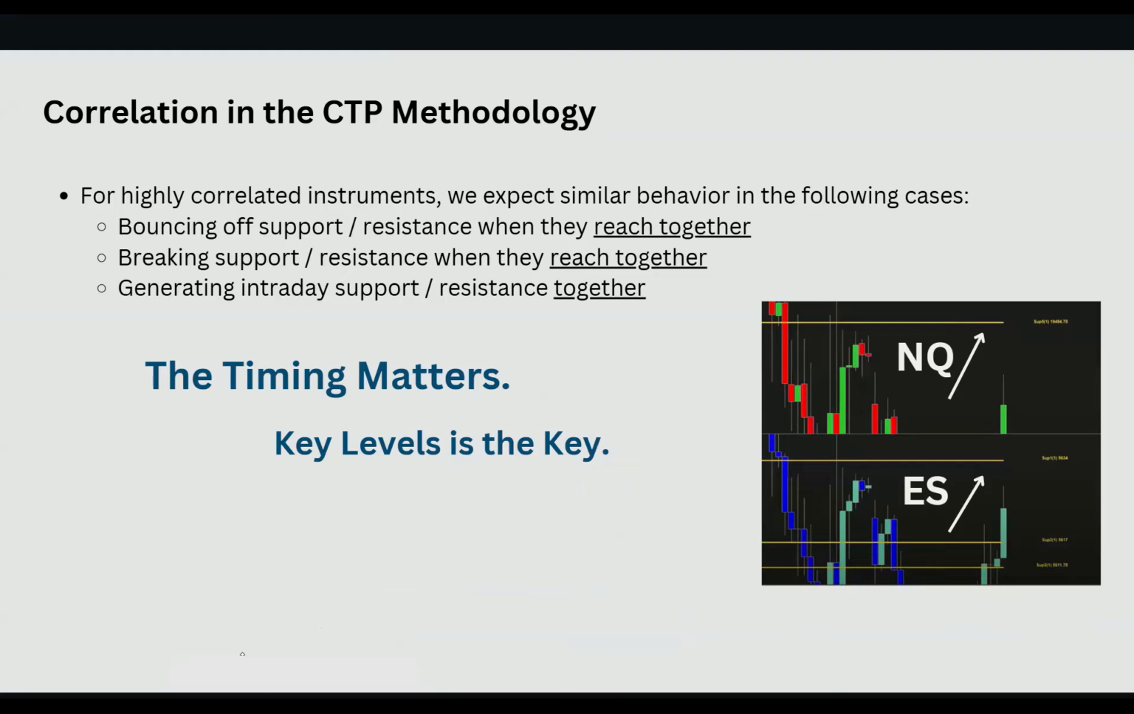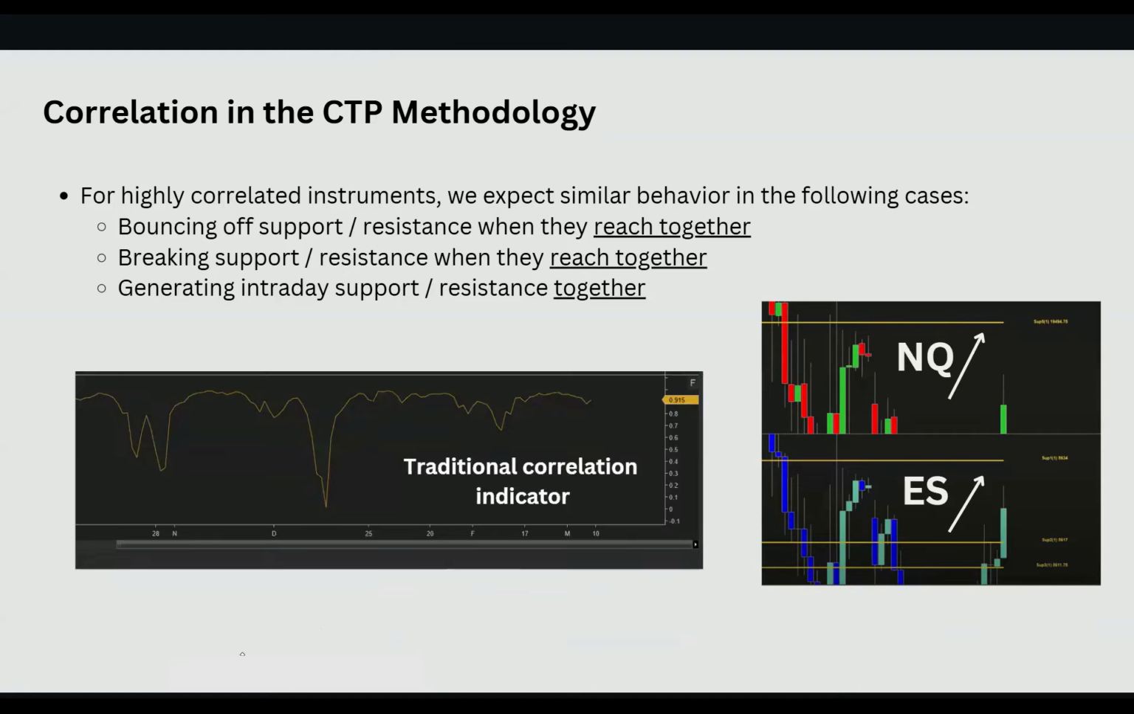Again, in the CTP methodology, the timing matters. For instance, ES and NQ, they are highly correlated. When they reach the resistance level, there's a high chance of bouncing back off them.